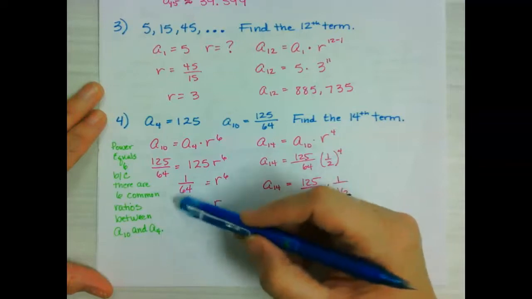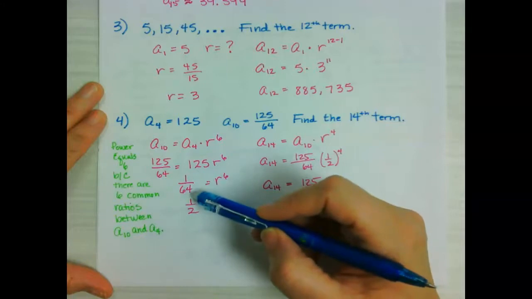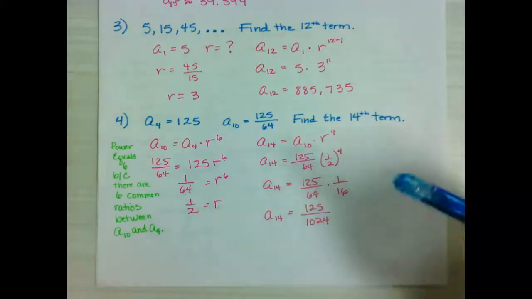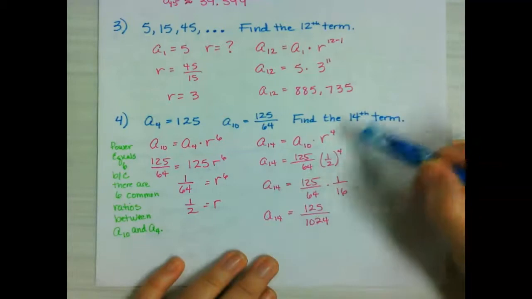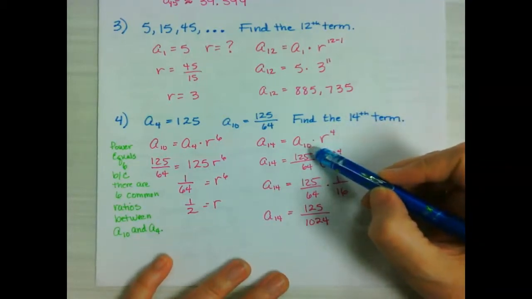So remember that when you're taking the radical of a fraction, you can just take the radical of the top and the radical of the bottom, and that's all I did right here. So once I know what my r is, then I can go to my model. But notice I started at a sub 10. When we did arithmetic, we tended to start with a smaller number.